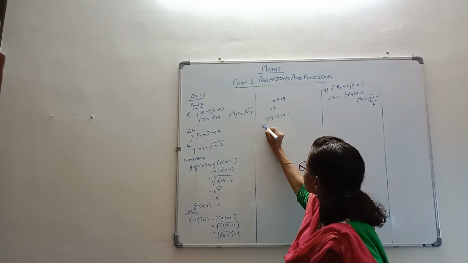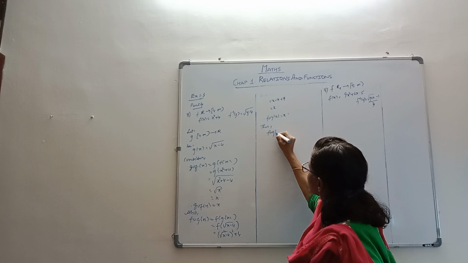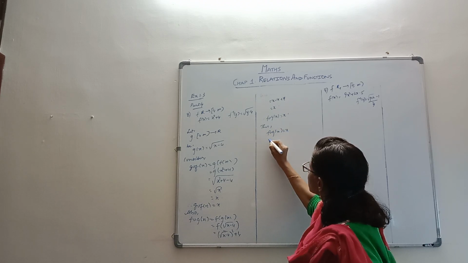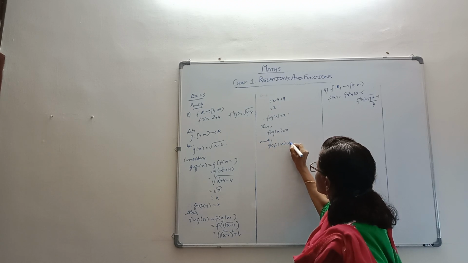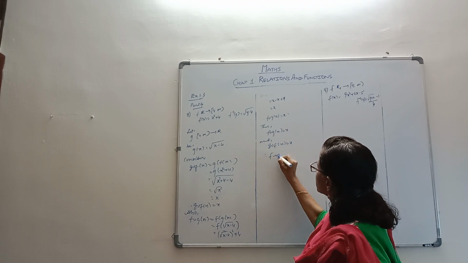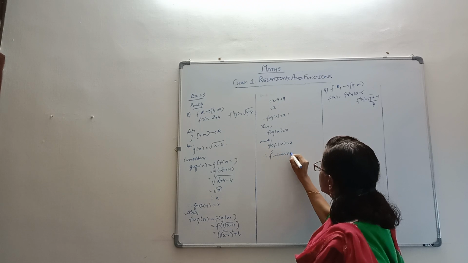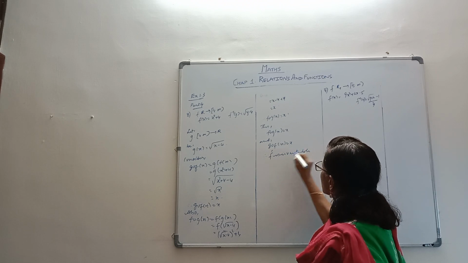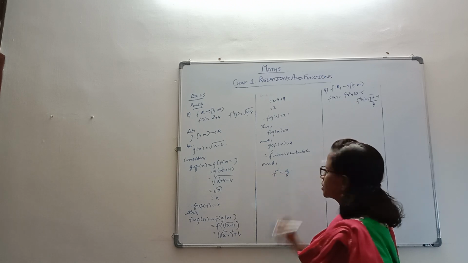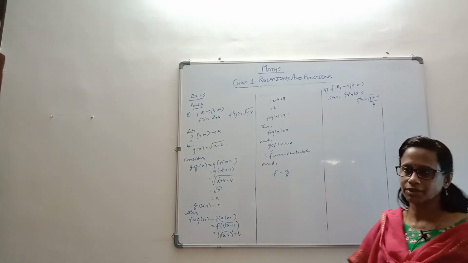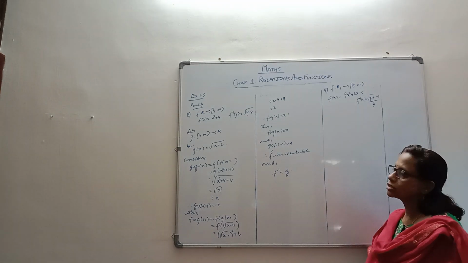Thus f of g at x is x and g of f at x is also x. Therefore f is invertible and f inverse is g. That's what they have asked us, right? So that's about the inverse of the 8th question.